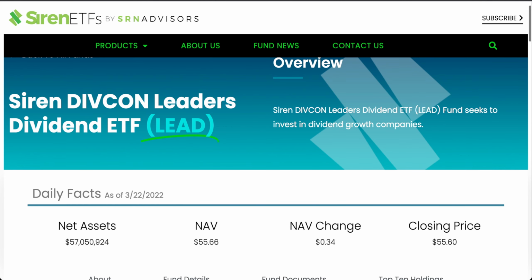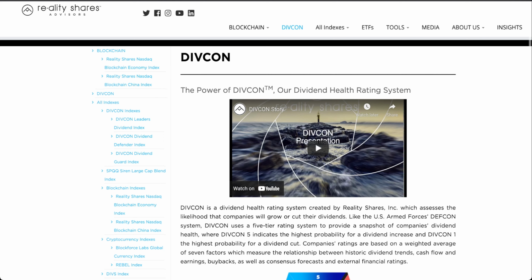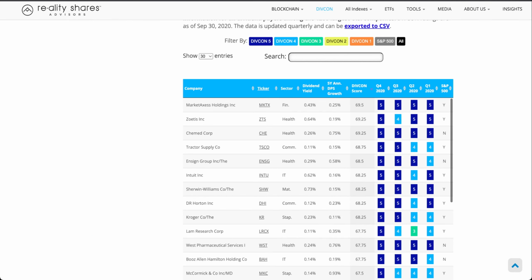This ETF is currently owned by SRN Advisors, which bought it in early 2020. And before that, it was owned by another company called Realty Shares. When we see that company's website, we can see that till they were acquired, they were maintaining good data showing how much each company was having a DIVCON rating.